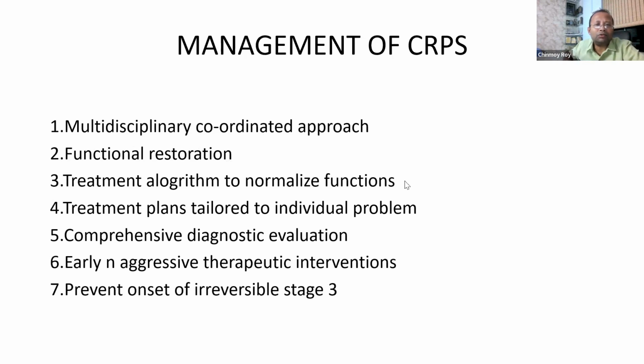The treatment algorithm is towards normal function, with treatment plans tailored to the individual problem. That is true, every patient doesn't respond to the same treatment. It is very commonly seen. In some patients you will see that you have given a stellate ganglion RF block and the patient is very happy. In some patients you thought that, like your earlier patient who got so good relief, this patient will also get relief, and this patient may not get any relief. So individually you have to approach.